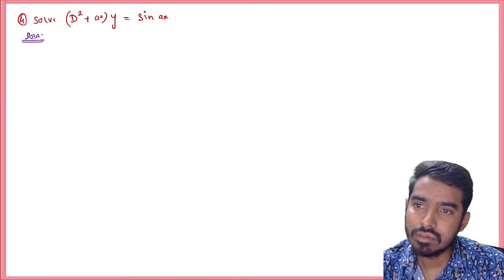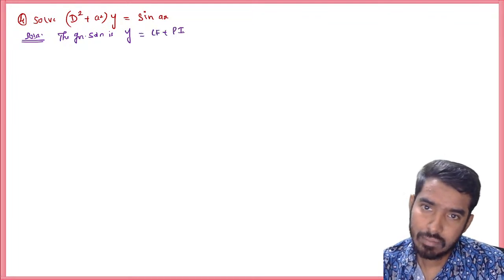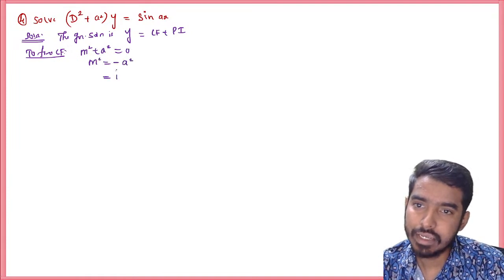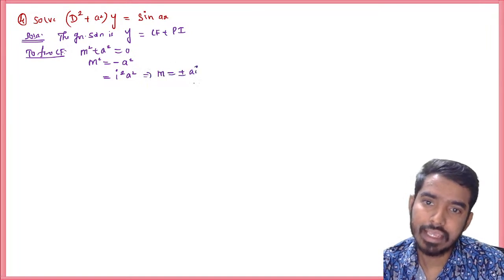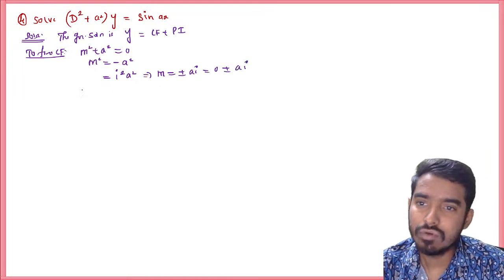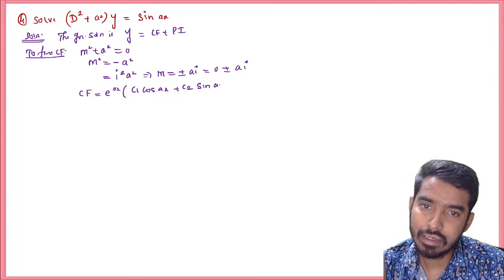So the general solution is y is equal to CF plus PI. So to find CF, the auxiliary equation is m square plus a square is equal to 0. You will have m square is equal to minus a square. So i square a square. So m is equal to plus or minus ai, right? That is 0 plus or minus ai. Therefore, your complementary function is e power 0x (C1 cos ax plus C2 sin ax), right?